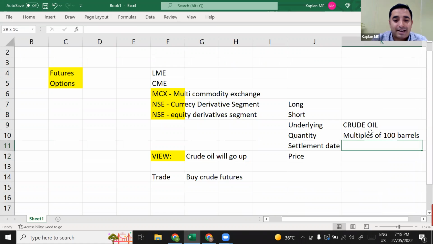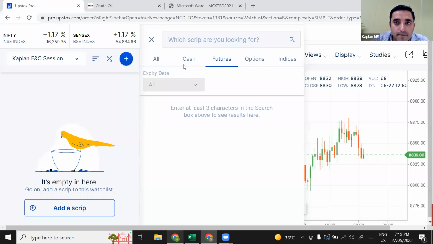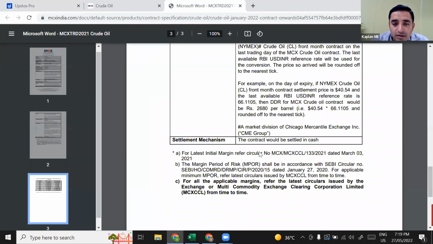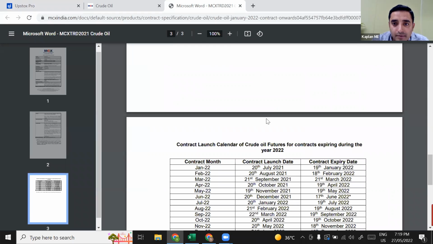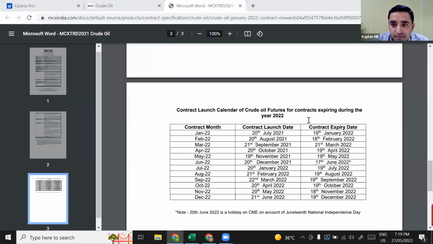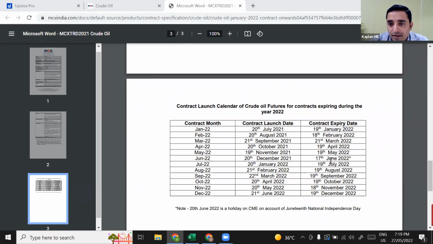Settlement date is standardized, right? As in the exchange will specify, I don't have a say, right? So there will be a set of settlement dates. I can choose which one I want to. So here, if you see again in the contract note, they will tell you the settlement date calendar. Clear? So which means contract expiry date, you want for 17th June, it's available.